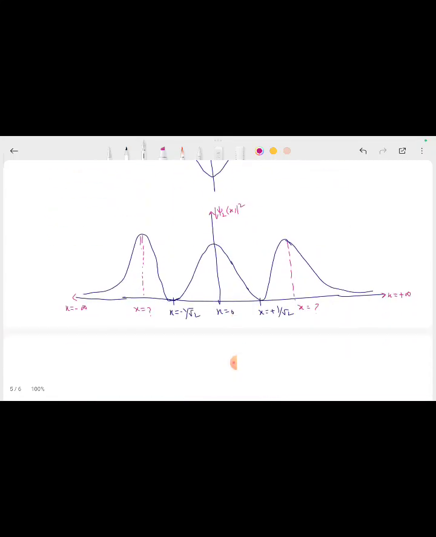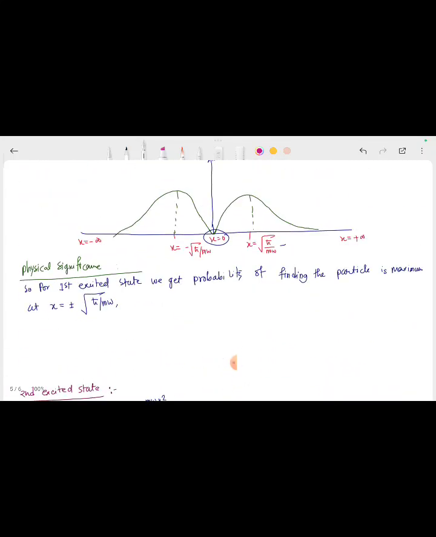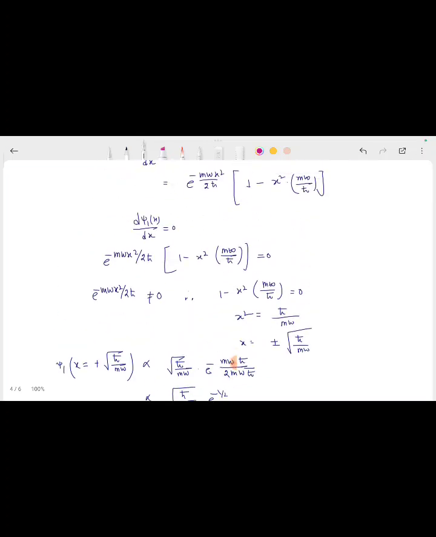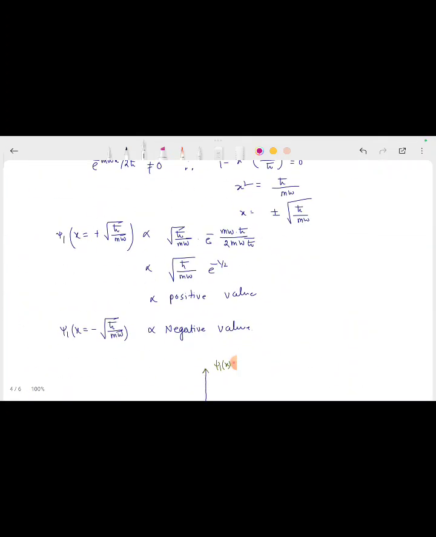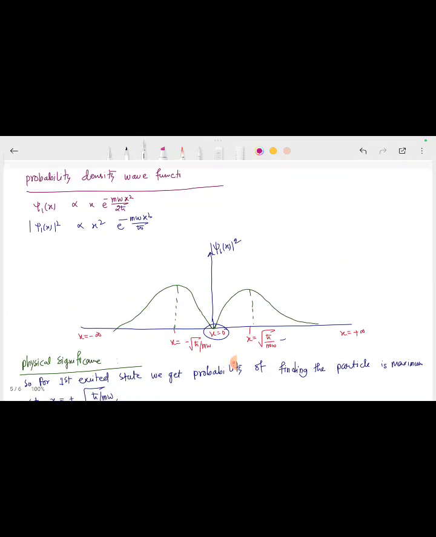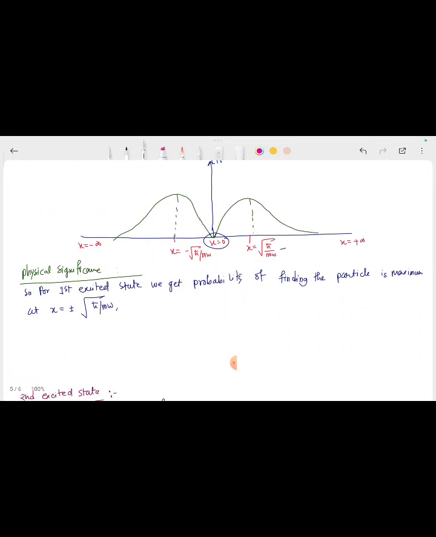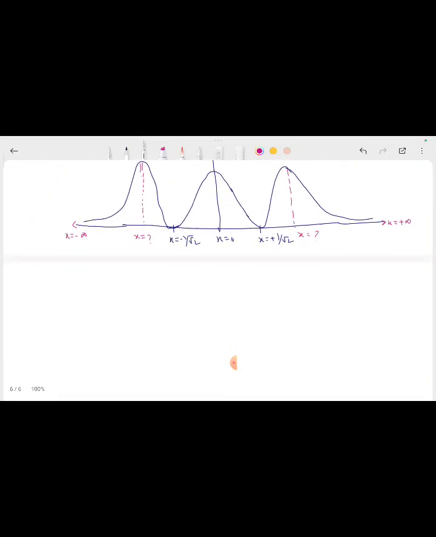So I think you will be clear about the ground state, first excited state, and also the second excited state wave functions. So if anyone feels any kind of difficulty or doubt, please comment. Otherwise, you can also put your doubt in our group. Don't worry, I will try to answer your doubt in proper time, right? So please make notes in a proper way.